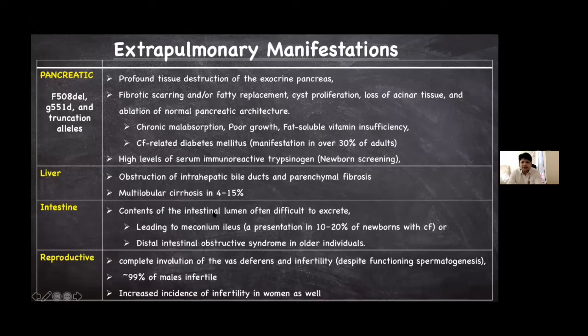So in intestine, the contents of the intestinal lumen are often difficult to excrete, leading to meconium ileus, which can be a presentation in 10 to 20% of newborns with cystic fibrosis, and distal intestinal obstruction syndrome in older individuals. So whenever there is a case of intestinal obstruction, again, it is wise to think whether I am dealing with cystic fibrosis or not. In reproduction, there will be complete involution of the vas deferens and infertility despite functioning spermatogenesis. The problem primarily is at the epithelial level of the vas deferens in cystic fibrosis, which leads to infertility.